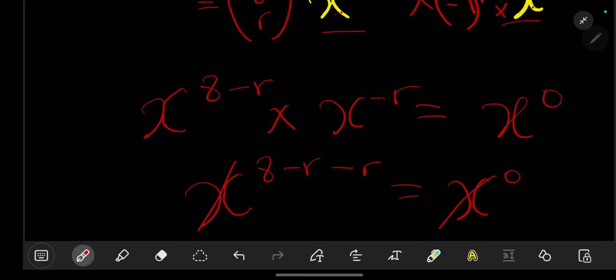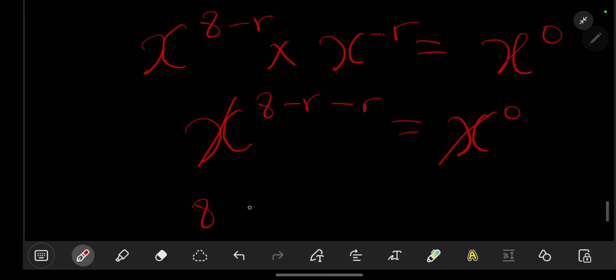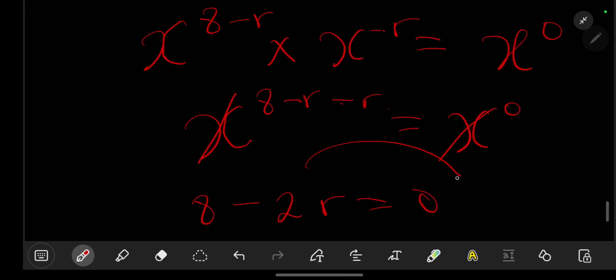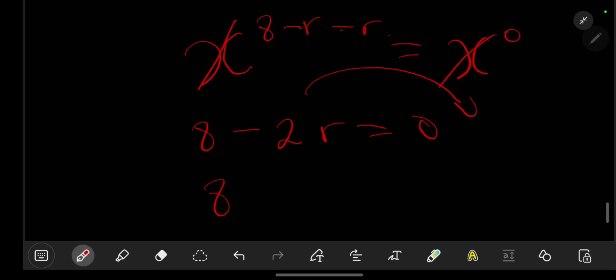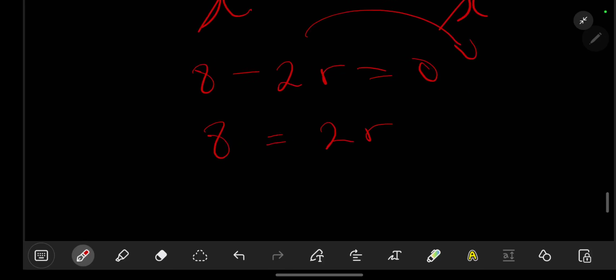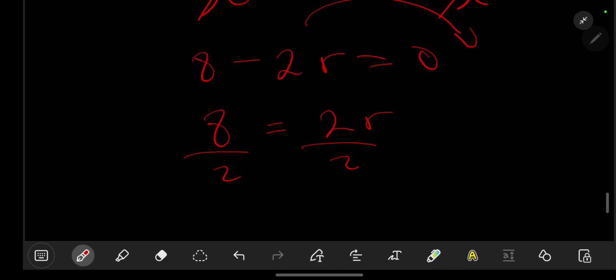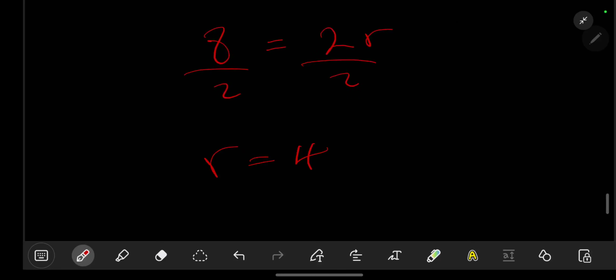We cancel this, we cancel this. We are going to have our 8 minus negative r minus r. It will be negative 2r should be equal to 0. We take this value here. We are going to have 8 is equal to 2r. We divide 2, we divide 2. So our r value is equal to 4.